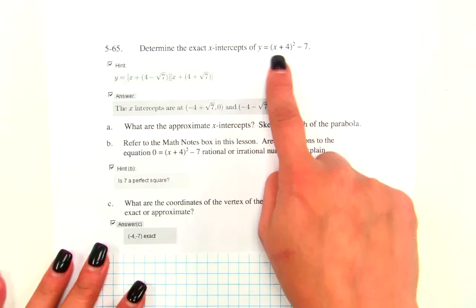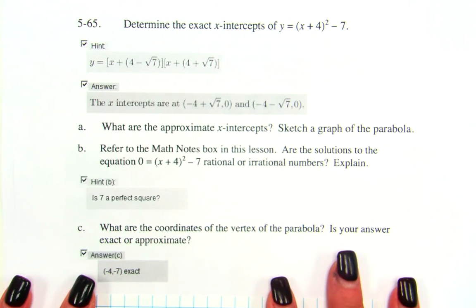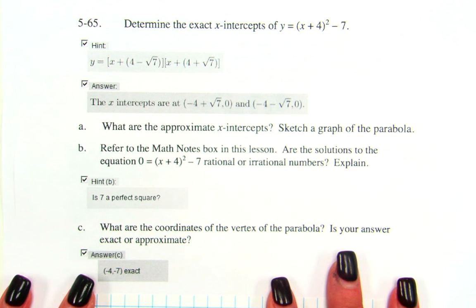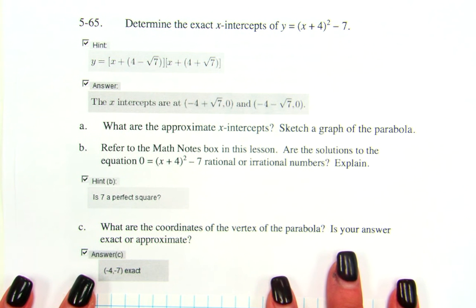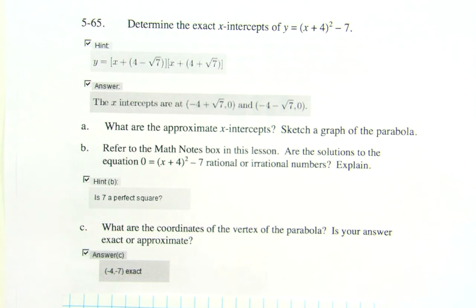Determine the exact x-intercepts of y equals (x plus 4) squared minus 7. And I thought to myself, okay, this is slightly confusing because how are we supposed to take the exact x-intercepts? And then I thought, okay, oh, I know. We're just going to do the same thing we did in class today. But we're going to have to sketch.